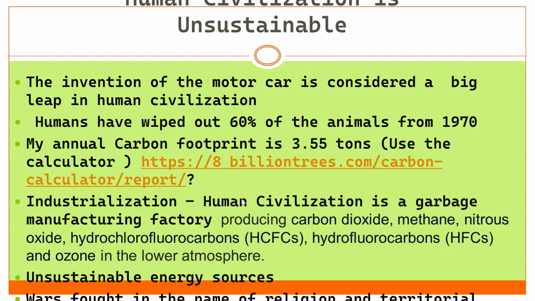How many of you are familiar with ozone layer depletion? Unsustainable energy sources. Then also wars. On top of that, we fight wars in the name of religion and territorial integrity. Wars also contribute a lot of damage to the environment.